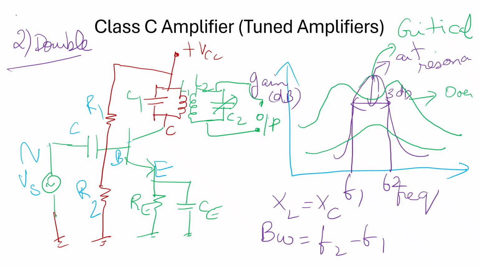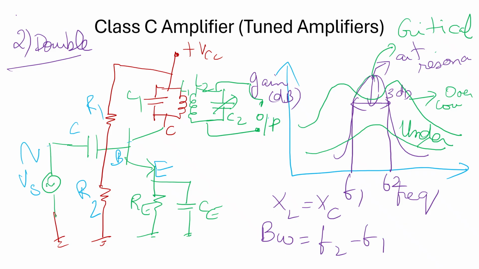The earlier one is similar to the critical coupling. This curve is overcoupling, and this curve is called the undercoupled curve. So this is the bandwidth of a double tuned class C power amplifier circuit.